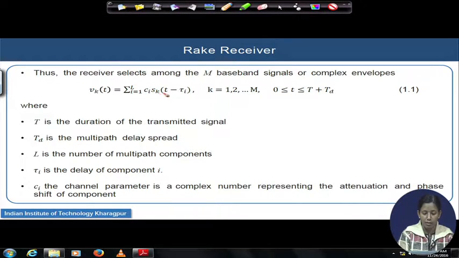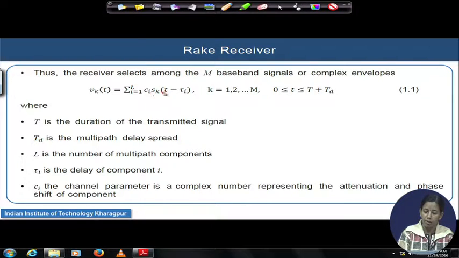Yeah, this is your transmitted signal s_k(t − τ_i), where k can vary from 1 to capital M, because the signal is drawn from an M-ary signaling set. Small t is a varying factor, and it will have a variation up to T plus T_d, where T is the duration of the transmitted signal and T_d is the maximum multipath delay spread that can happen over the given channel, and τ_i is the delay of each multipath.